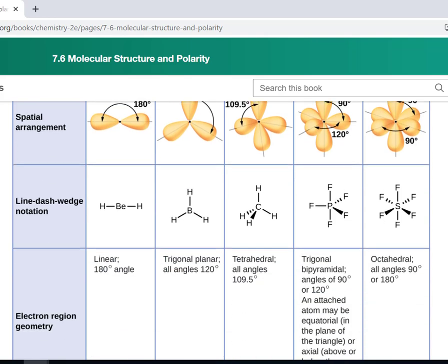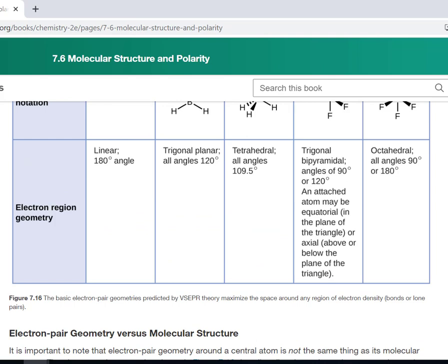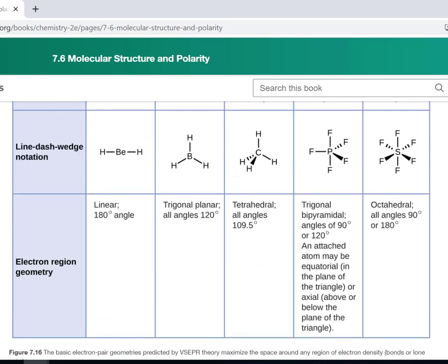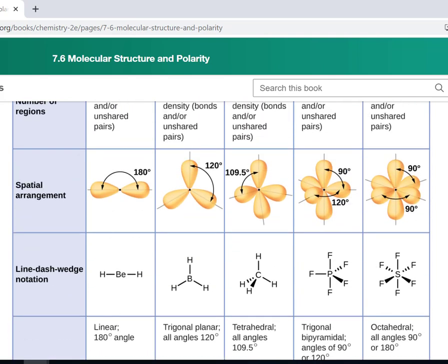And I'm going to scroll down here. I think, yeah, so we do have the name there, trigonal planar for that geometry. I think I will leave the table like this so that we do get the name of the shape. Okay, so three places is trigonal planar.